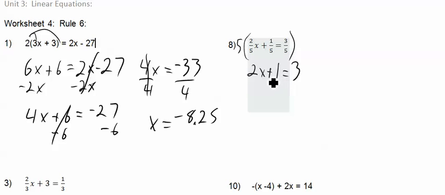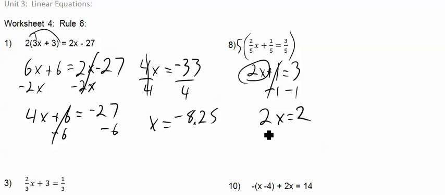So now we need to get the term with x by itself. So we do minus 1, and we get 2x equals 2. This is 2 times x. So all we do is we divide, and we get x equals 1.